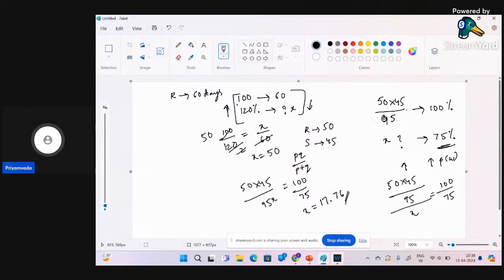I'm not doing the calculation here properly because we don't have much time. And yes, you can use your calculators because in TCS NQT, they will be providing you the digital calculator on the system screen itself. So you can use that calculator. So we'll be getting the value of x as 17.76. I hope it is clear for everyone.